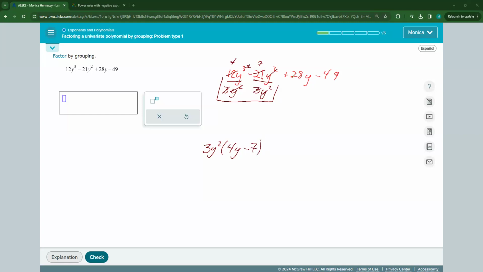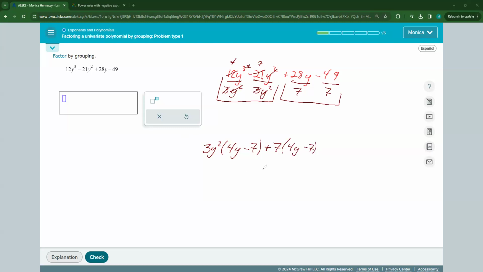All right. And then the next group, I'm starting with a positive, so I don't have to worry about dividing out a negative. So it is a positive looking between 28 and 49. 49 doesn't have any factors. So pretty much 7 has to go into 28, which it does. And divide by 7. So my GCF is going to be positive 7 from those two. And then a 4y minus 7.